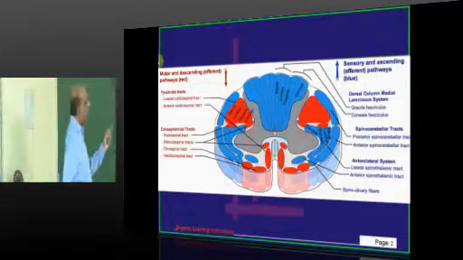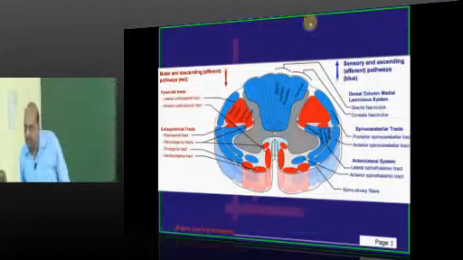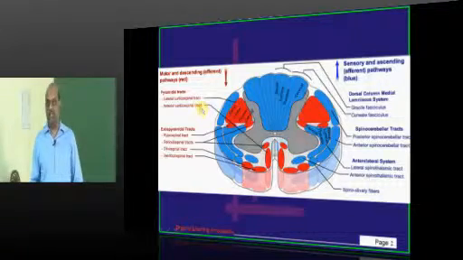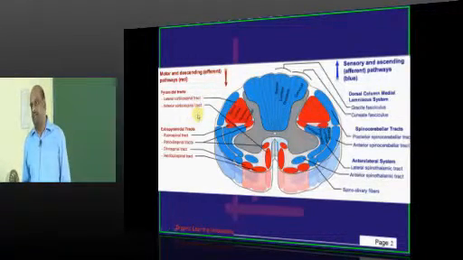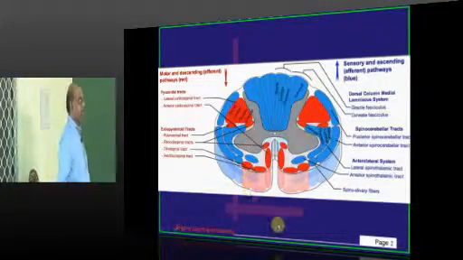So vestibulospinal, olivospinal, reticulospinal, rubrospinal, this is all called extrapyramidal. And lateral corticospinal and anterior corticospinal are called pyramidal tracts. These two are basically called the descending tracts, is what needs to be remembered.